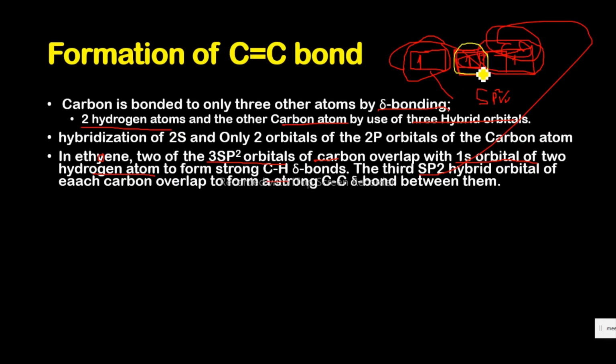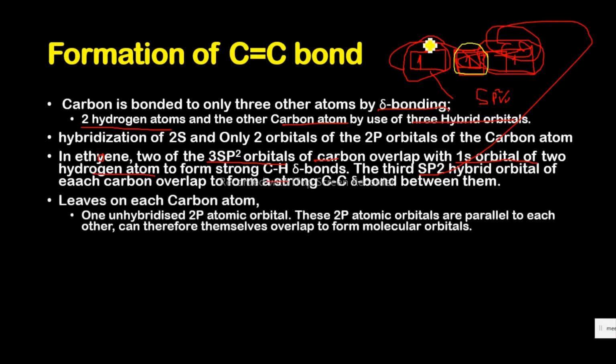This one didn't hybridize. It was rebellious. It didn't want to hybridize. So it leaves on each carbon atom one unhybridized 2p orbital.